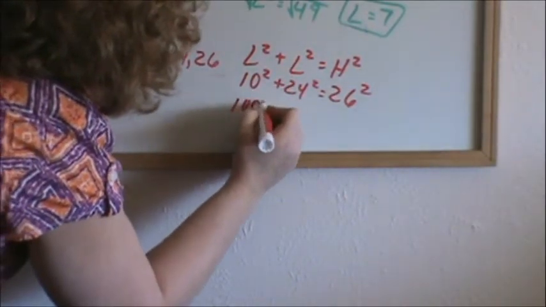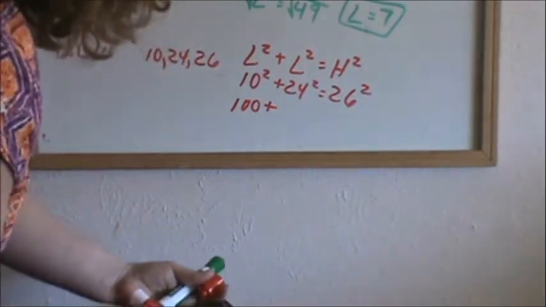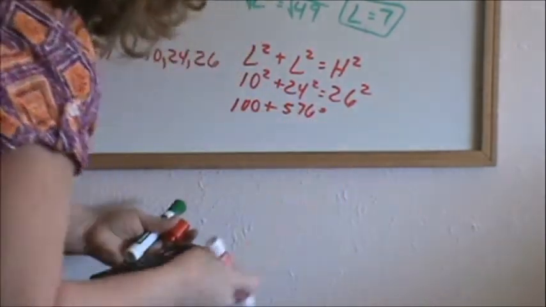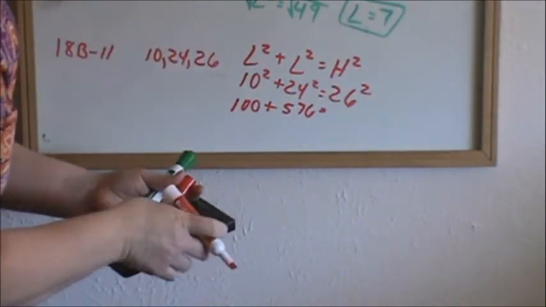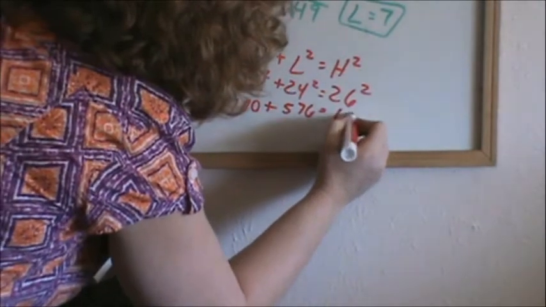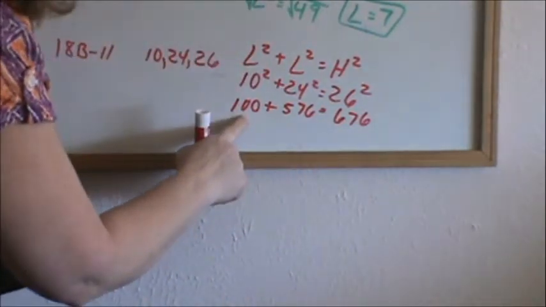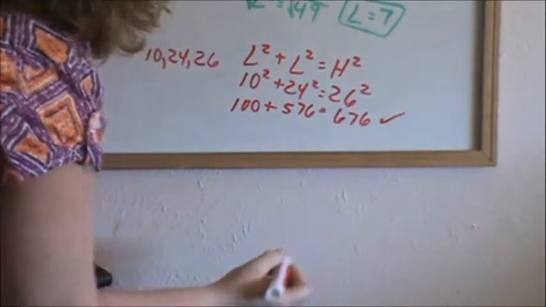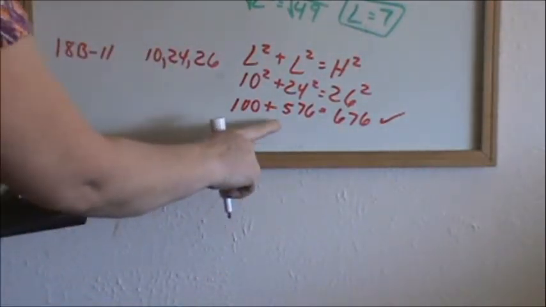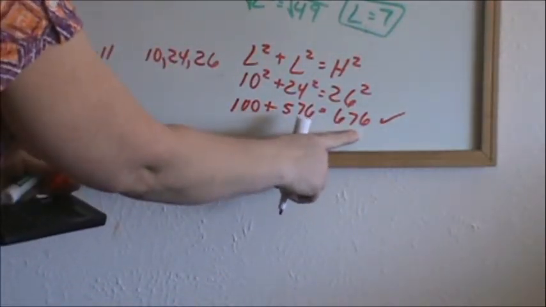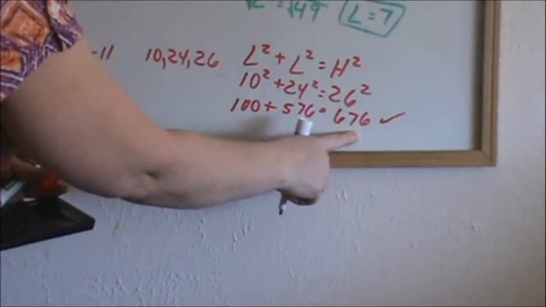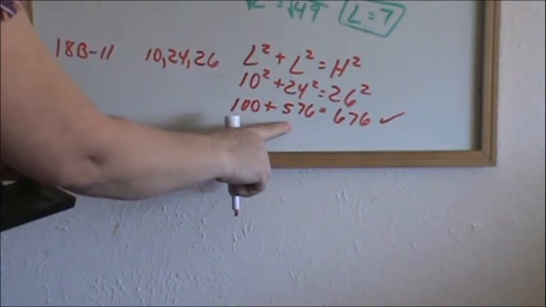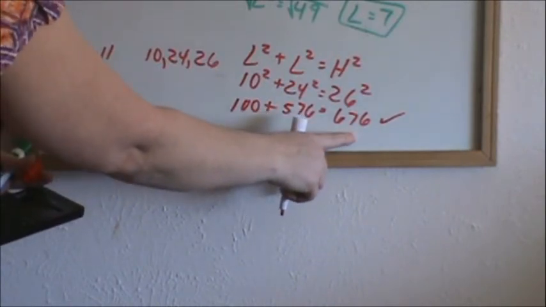10 squared is 100. 24 squared is 576. And then 26 squared is 676. 100 plus 576 is 676. So yes, it is a right triangle. Again, if the left side does not equal the right side, then it is not a right triangle. But with these sides of 10, 24, and 26, the left side equals the right side, so it is a right triangle.